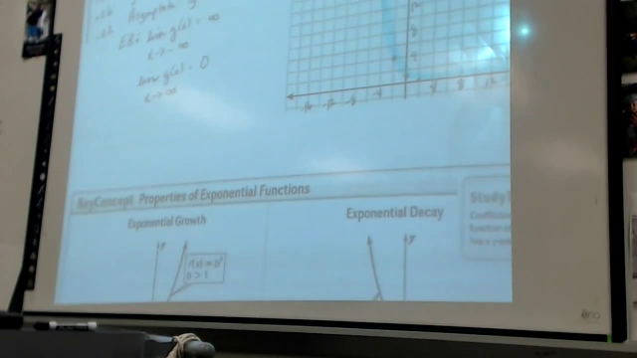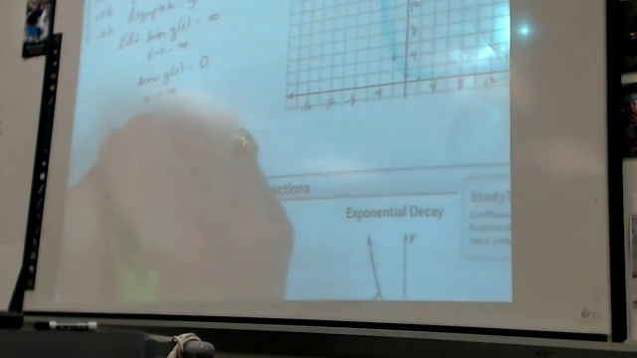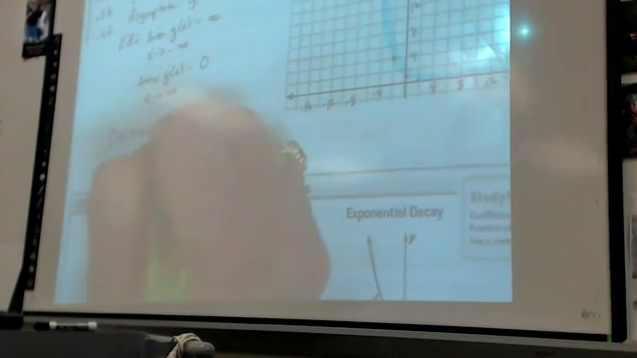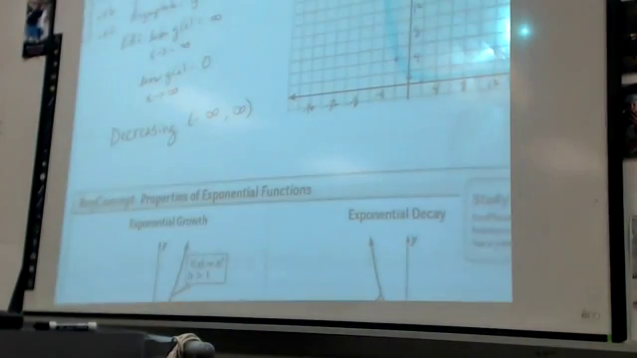And then increasing, decreasing. Decreasing over the whole domain. So decreasing from negative infinity to infinity. So that was different. The other one was increasing.